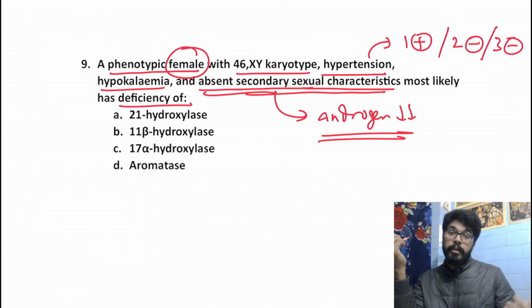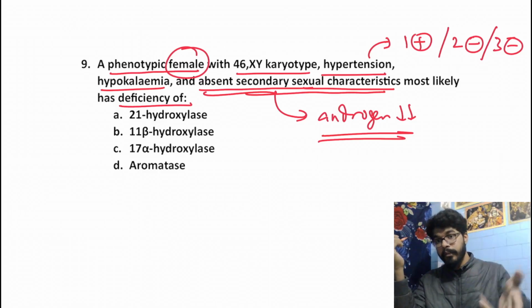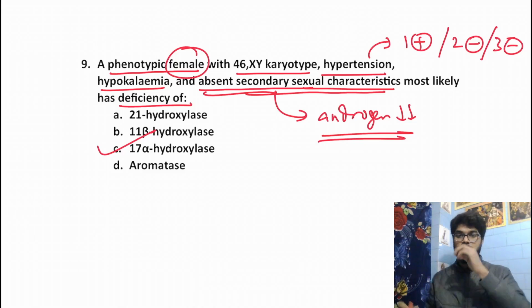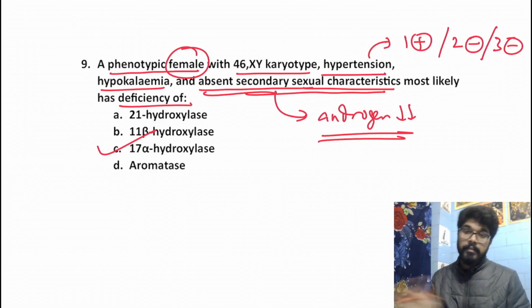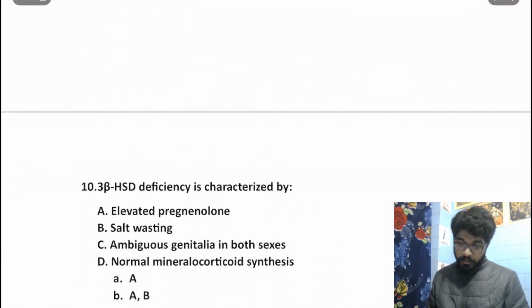So the sequence would be 1, 2, 2, 3. 2, 3 would be 17. 17 alpha hydroxylase should be our answer. Okay. So with this sequence, we can answer all the clinical feature questions. Okay. Moving on to the next question.